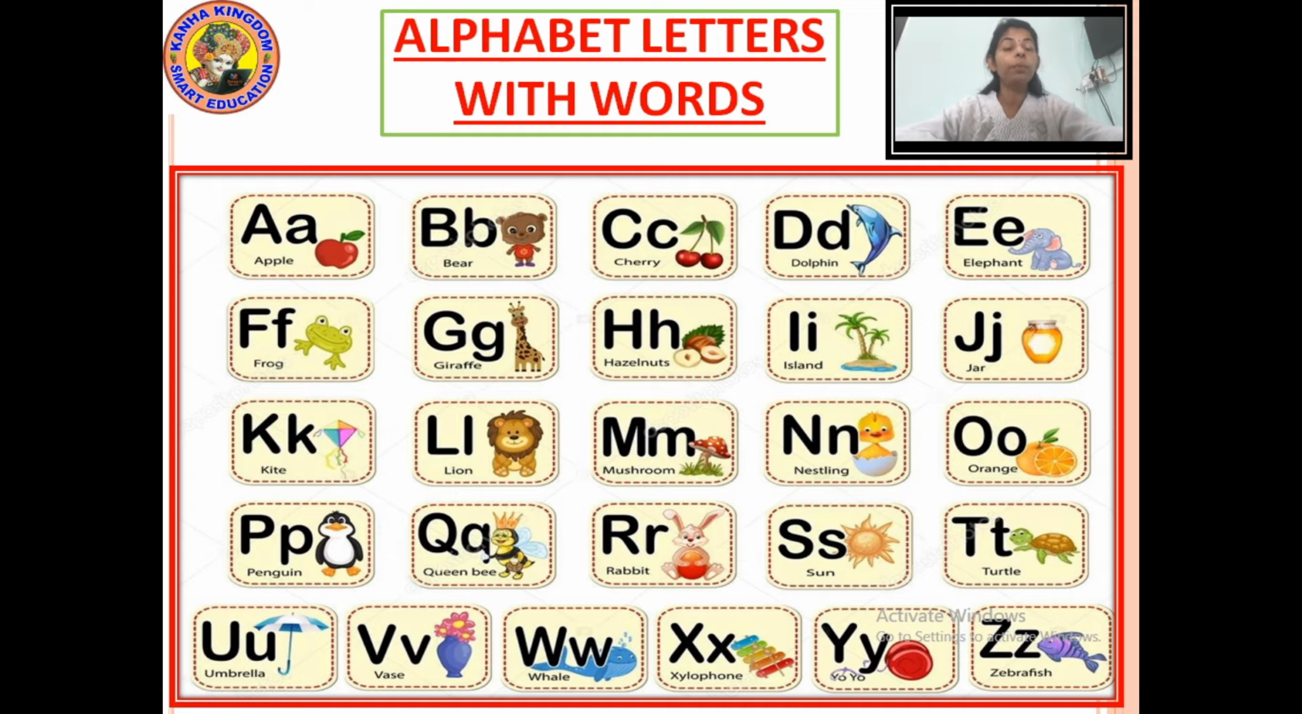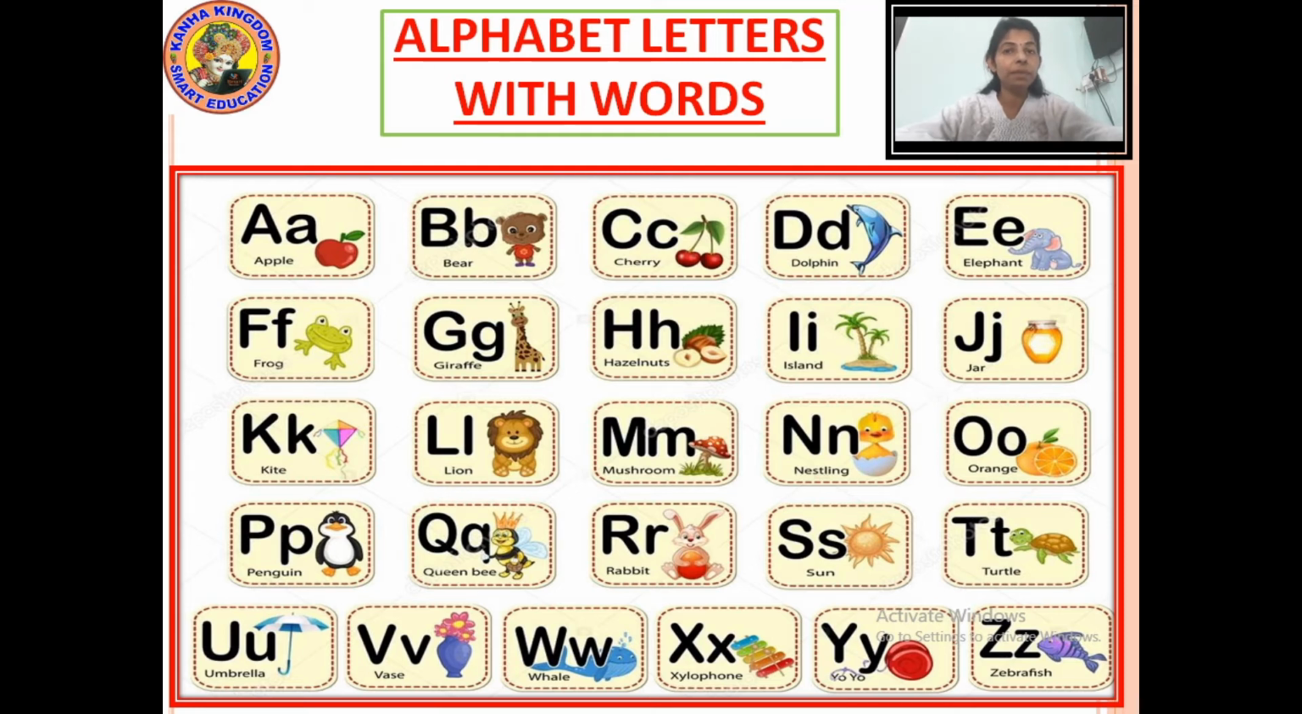What comes after N? O. Which letter? O. O for orange. Do you like orange? Yes, I like also orange. What comes after O? P. P for penguin. It looks very beautiful. Great.